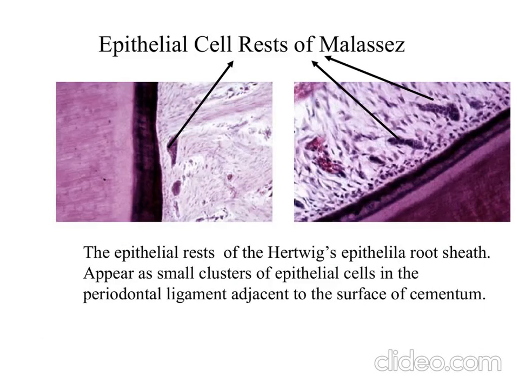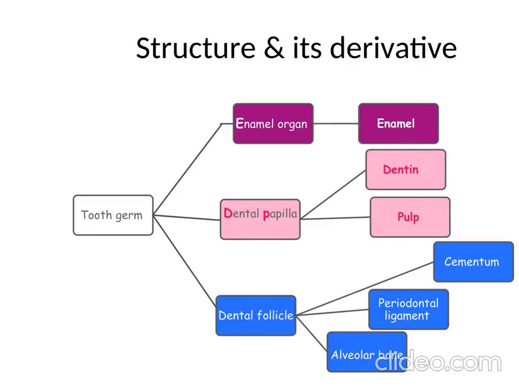So what happens is the Hertwig epithelial root sheath will come in contact with the dental papilla, and this dental papilla will secrete the dentin matrix. And this dentin matrix, I told you, the Hertwig epithelial root sheath will also break down and get washed off. Those are called the cell rests of Malassez.